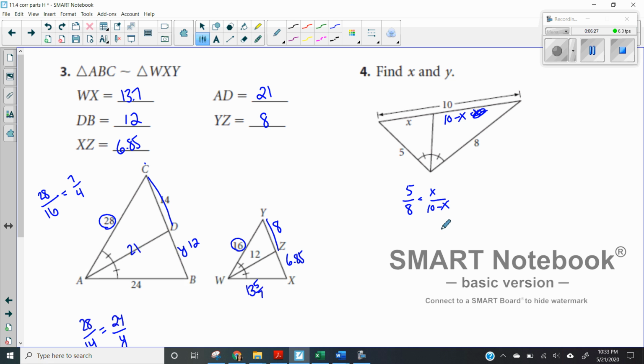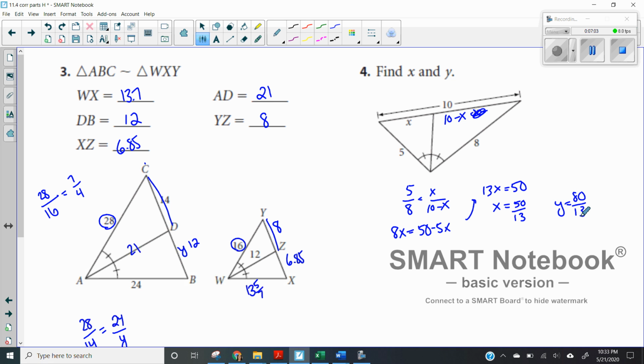So just be careful now when you're cross multiplying, because you do need to distribute. So we get 8x equals 50 minus 5x, right? 5 times this quantity. Add 5x to both sides and divide by 13. You can leave it as 50/13, or the approximation of that's fine. And then to get y, just plug this back in, right? 10 minus that gives me 80/13 for y.